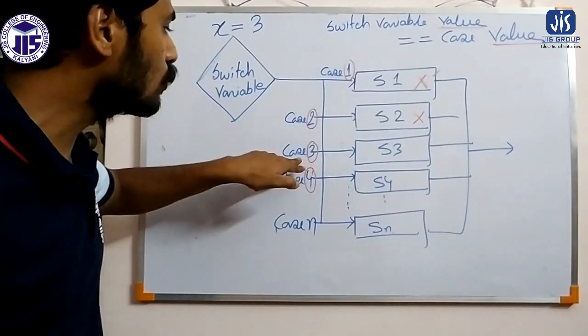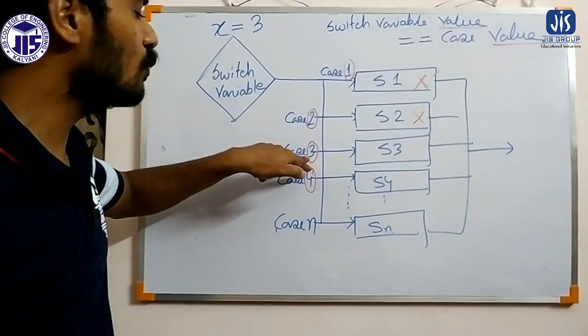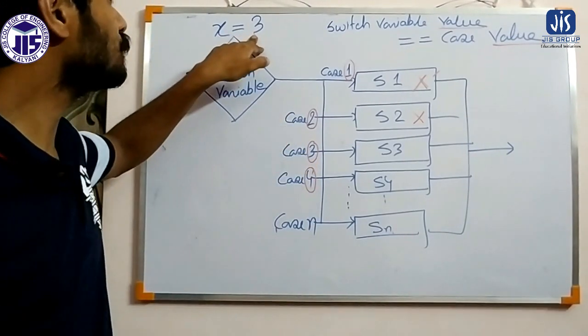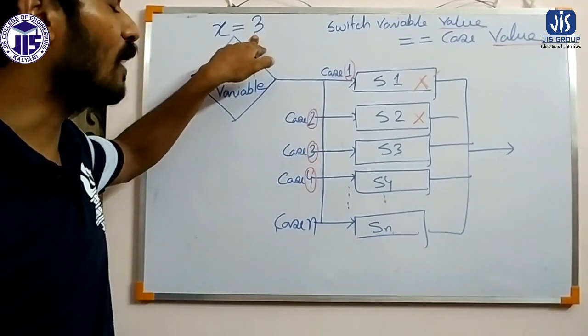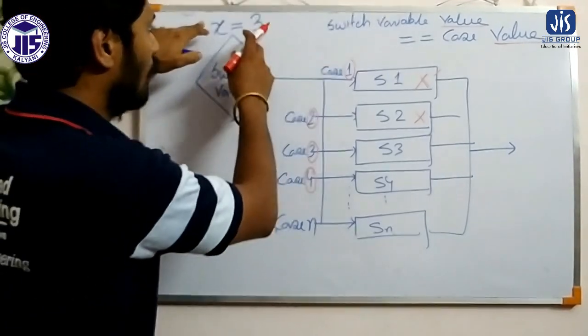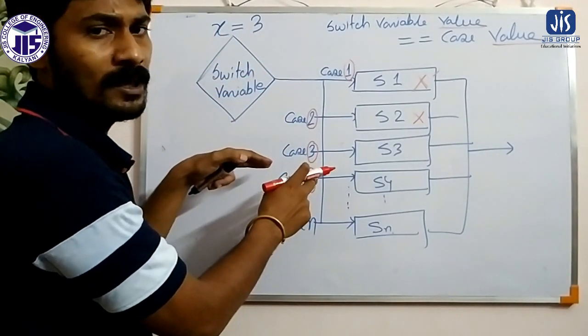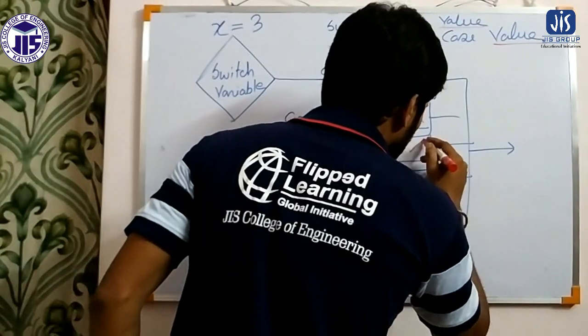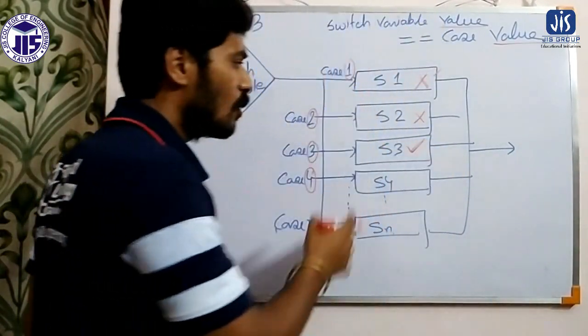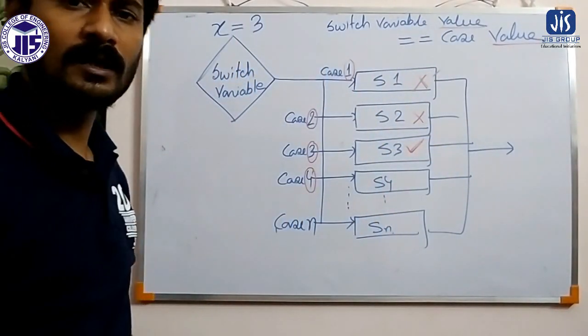Then it will come to the next case. Here my case value is 3 and my variable value is 3. So that is a match. The variable value is matching with the case value, so this set of statements will get executed. So that is the way the switch statement executes.